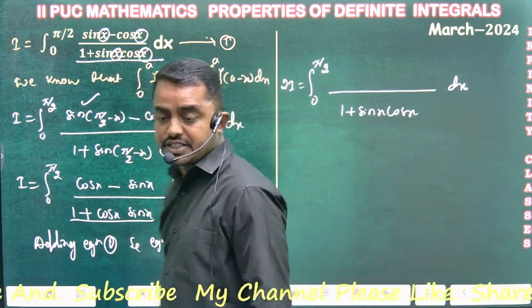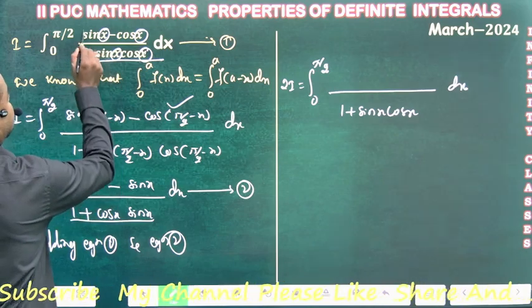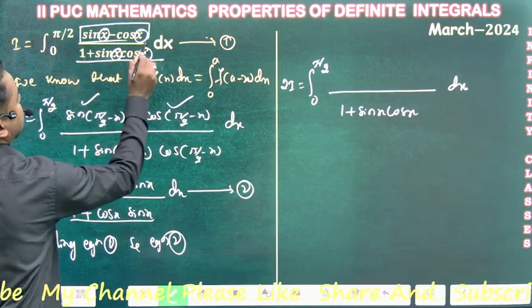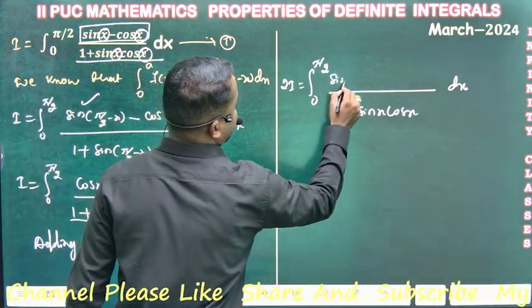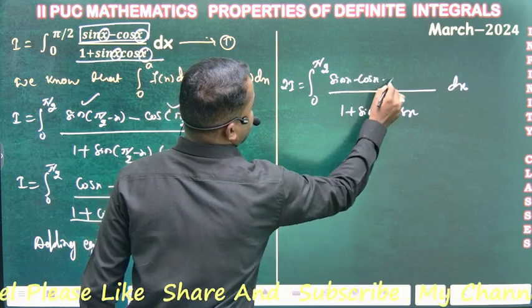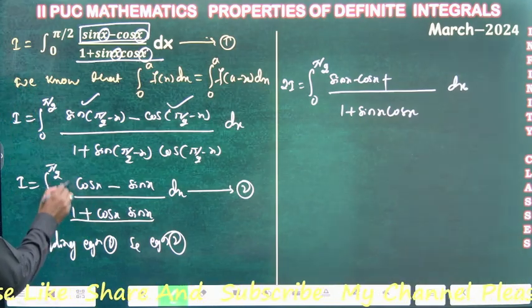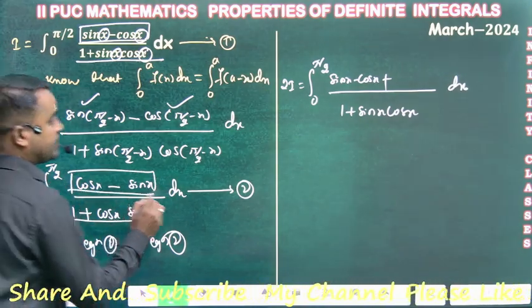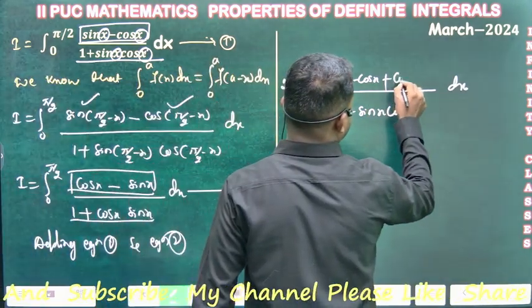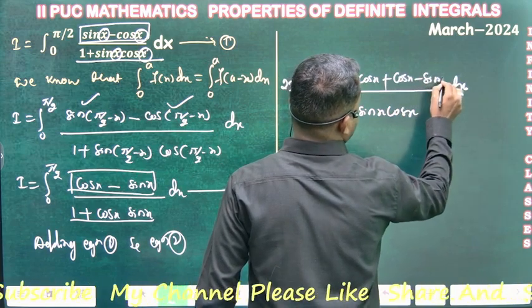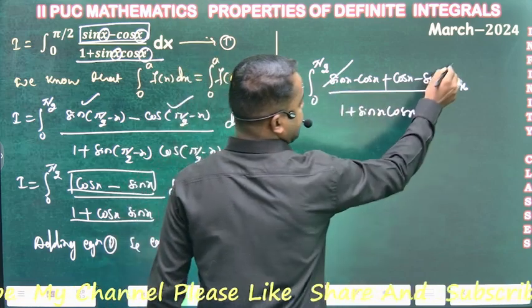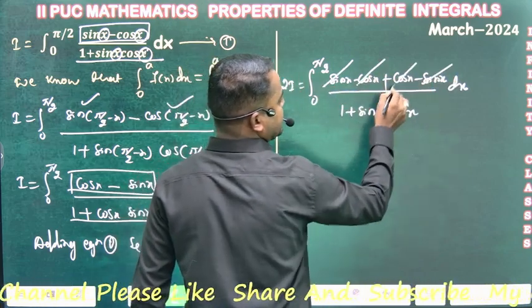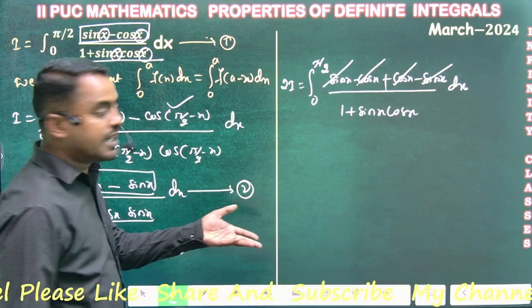So what is the numerator part here? In equation 1 we have sin x minus cos x, right here sin x minus cos x, plus add the equation 2 numerator, that is cos x minus sin x. Observe here, sin x minus sin x, and minus cos x plus cos x cancel. What is remaining here? 0.